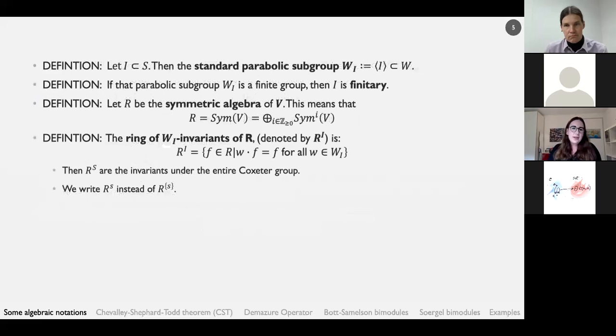Now let I be a subset of S. We can then define the standard parabolic subgroup W_I, which is generated by I and is a subgroup of W. This is also a Coxeter group with the relations (st)^{m_st} equal to the identity for any s and t in I. And if a parabolic subgroup is a finite group, we then say that I is finitary.